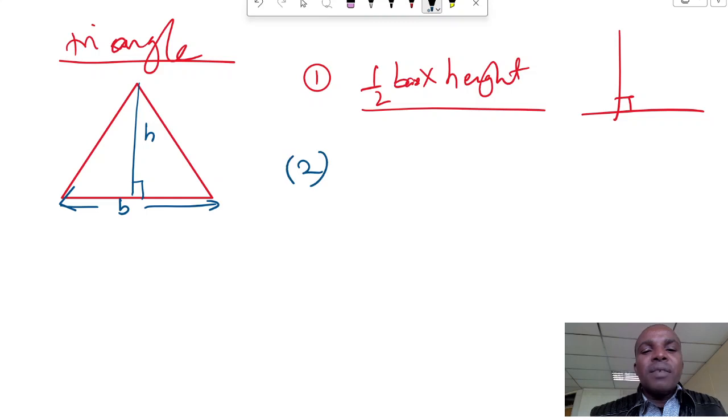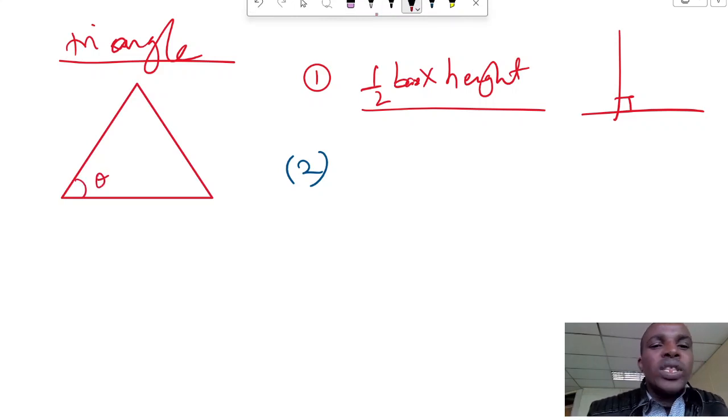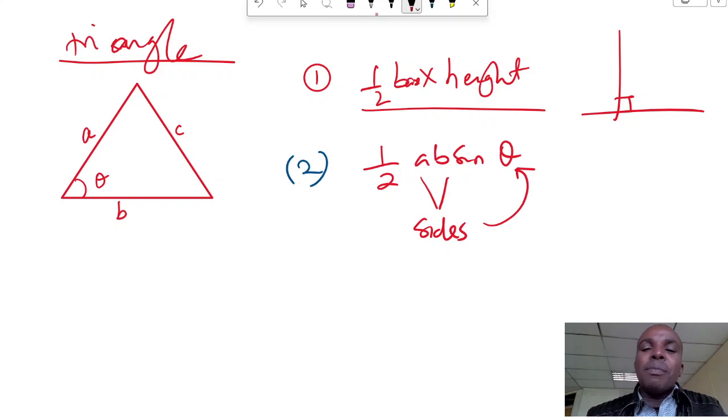Then the second formula: given that we have a triangle like this one, but no height, we can have an angle. There will be an angle like this one. I call this one theta. Then I have these sides A, B, and this side can be C. To find the area of this triangle, you use half AB sine theta, where A and B are the sides which make up angle theta.